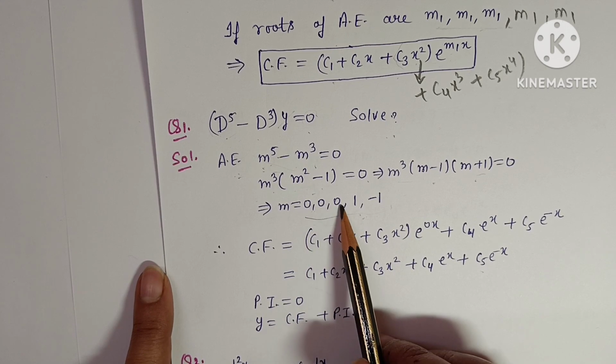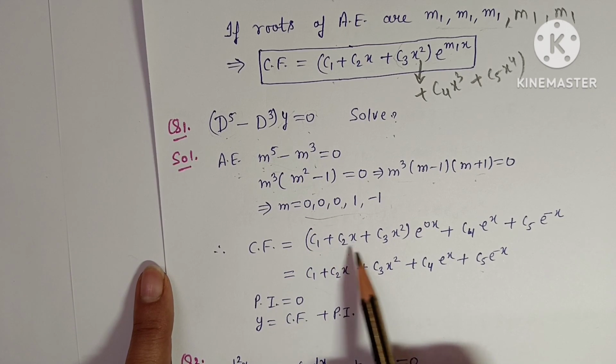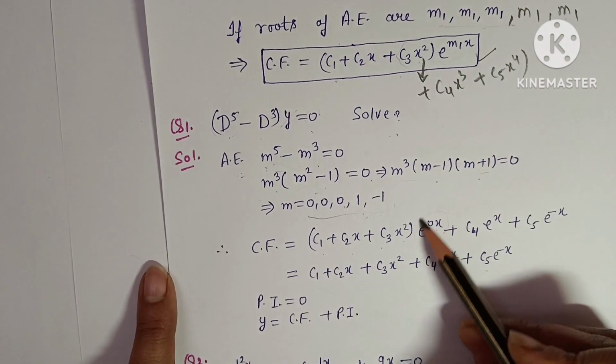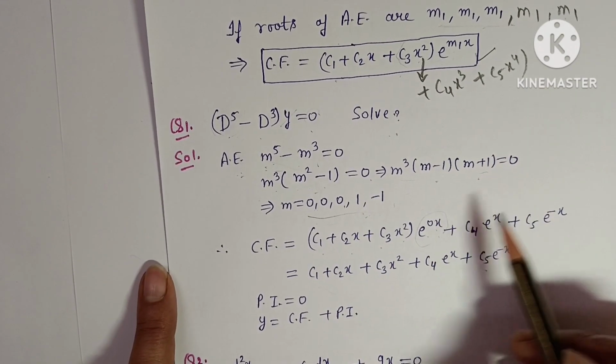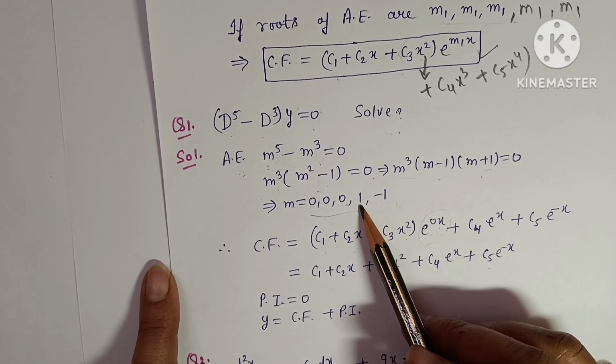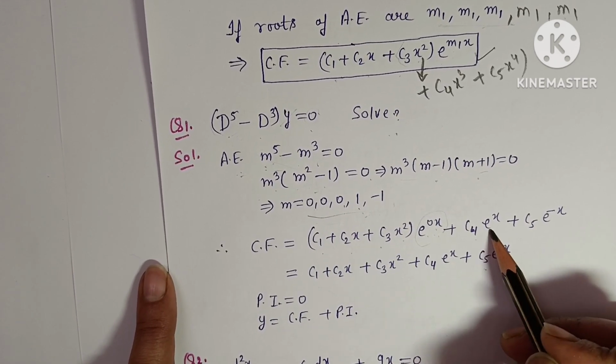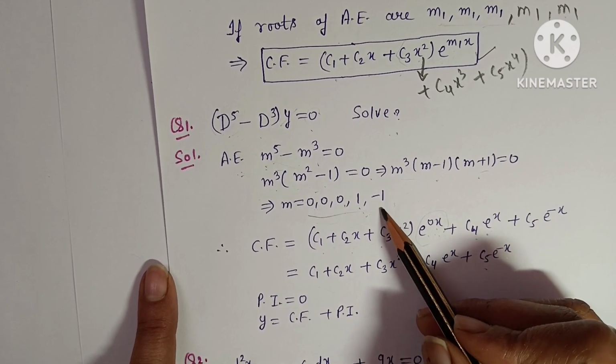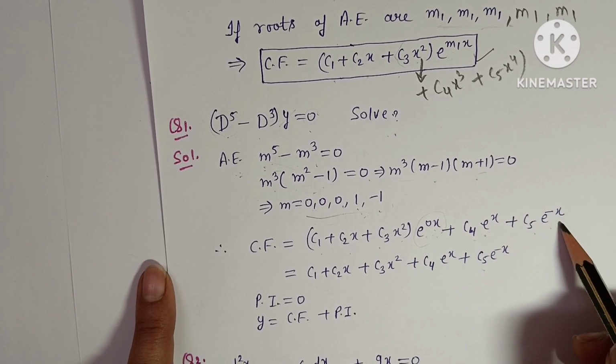You have 3 times 0, so it is (C1 plus C2x plus C3x square) e to the power 0x, by this rule. And e to the power 0x is 1, so you can remove this; it becomes 1. For the root 1 you have the factor C4 e to the power x, like in the previous video where we learnt about distinct and real roots. And for minus 1 you have C5 e to the power minus x.